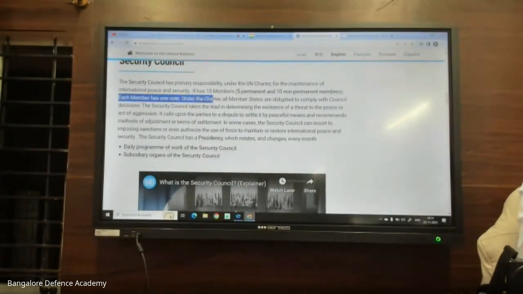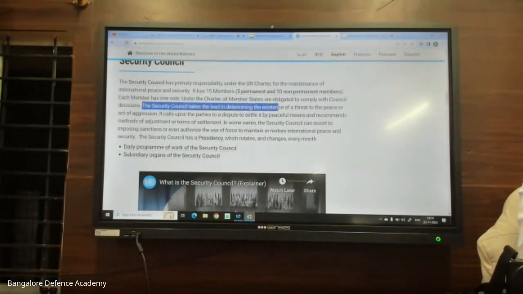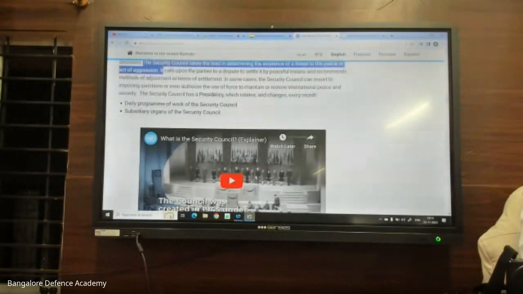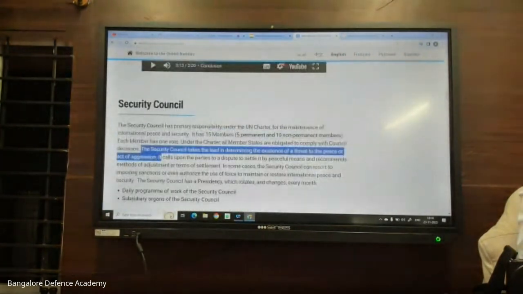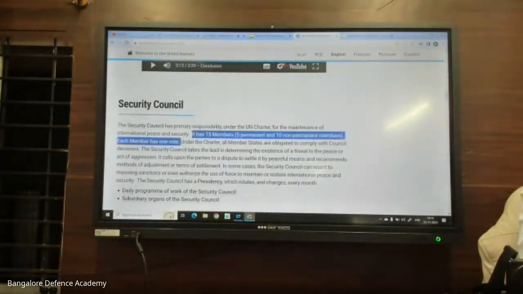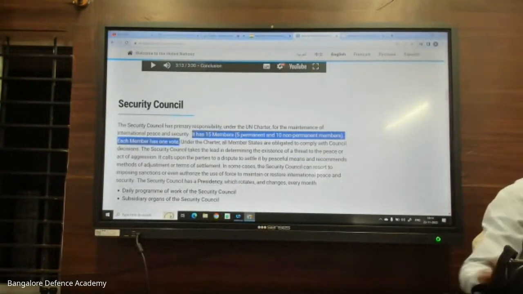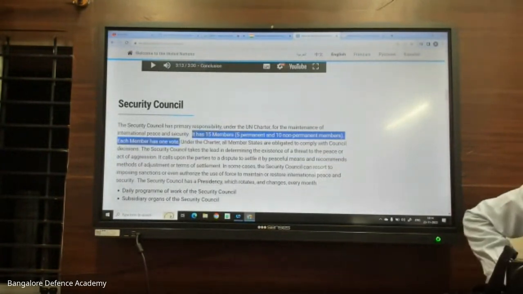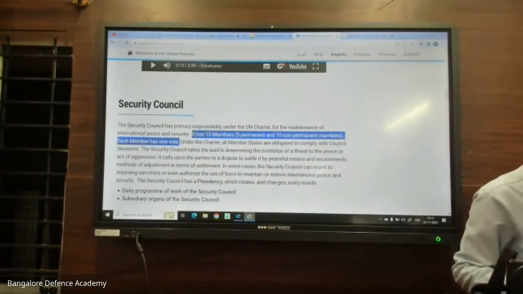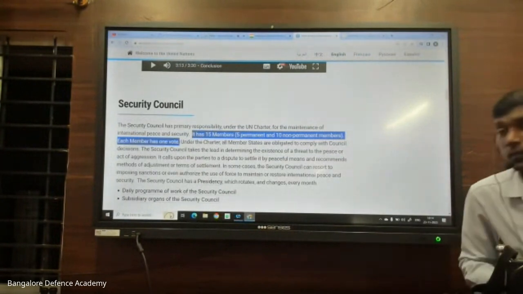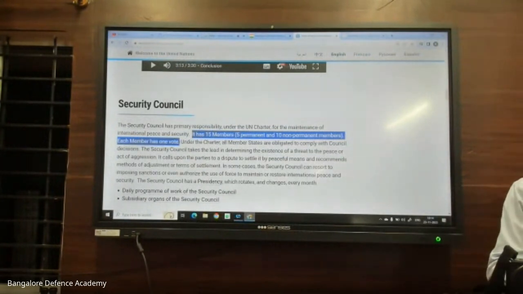Okay, next. The Security Council takes the lead in determining the existence of a threat to the peace or act of aggression. Samajh mein aaya? This is all not important, so write down these points. It has how many members? Write down 15 members, 5 permanent and 10 non-permanent members.